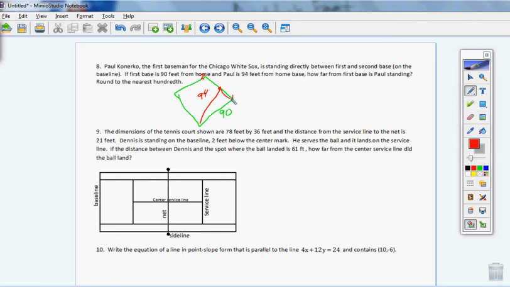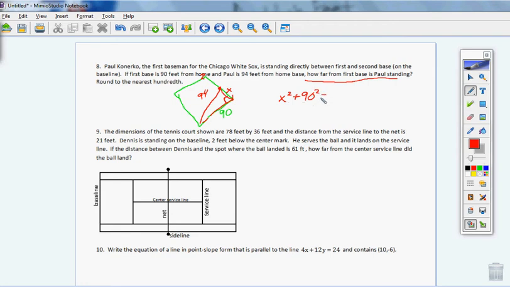Okay, so hopefully you can see that you can actually solve this problem with a right triangle. What we're looking for here is how far from first base Paul is standing, and that would really be the Pythagorean Theorem, the fastest, easiest way to do this one.